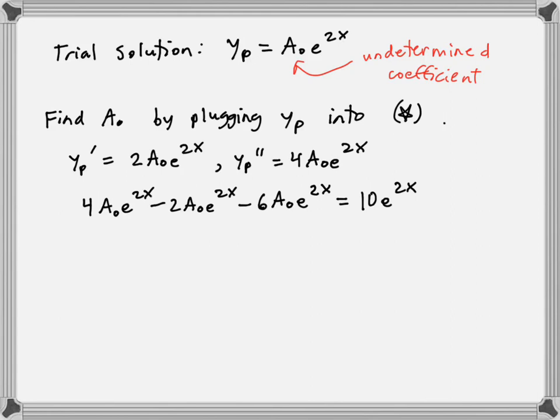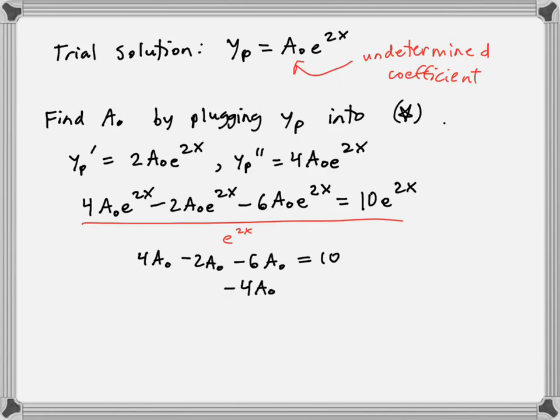So the idea here is that we can actually divide everything by e to the 2x because that's never 0. And now we're just left with 4a naught minus 2a naught minus 6a naught is equal to 10. And now we can just solve for a naught. This is negative 4a naught is equal to 10. And so a naught is equal to negative 5 over 2. And so this gives us our yp. Our yp is equal to negative 5 halves e to the 2x.